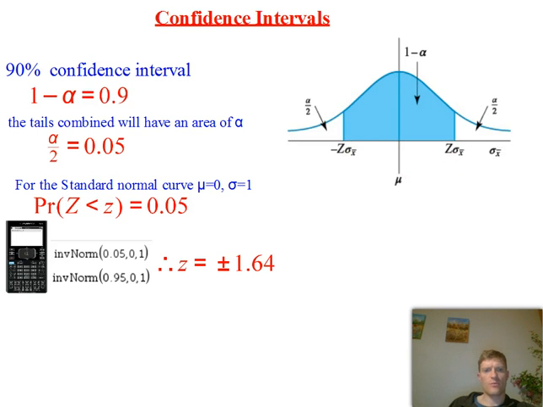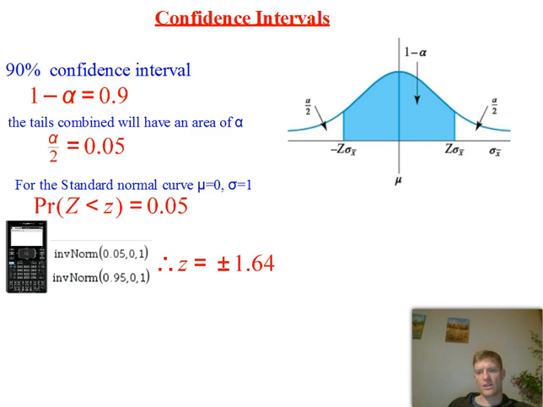Well, from our standard normal curve, we've got a mean of 0 and a standard deviation of 1, so we can use on our CAS calculator our inverse norm function. Okay, a very important one to work out the Z score number that we're after. So for a 90% confidence interval, we're getting this value, 1.64.